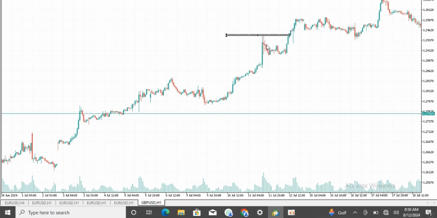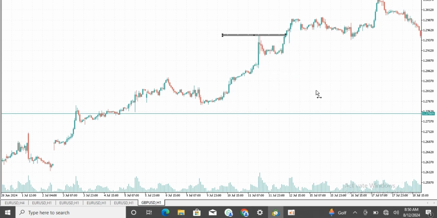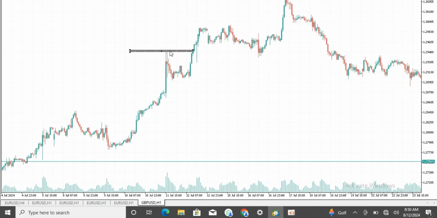So that's basically how to mark the structure in a very simple and understandable way. All right. So when price broke above it here, this was where price started retracing to the downside again. So this is basically the next higher high here. This was the next higher high here. This was where price broke above it, all right?